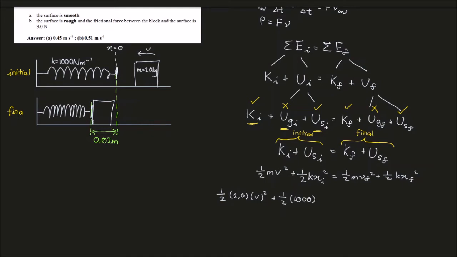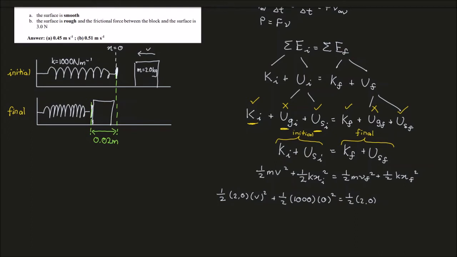Then Xi, what is the initial displacement from equilibrium position? No, there's no displacement from the equilibrium position initially. So Xi will be equal to 0. And finally, you have 2.0. What is the final velocity? Well, we are not really sure, right? I didn't label it in the diagram.